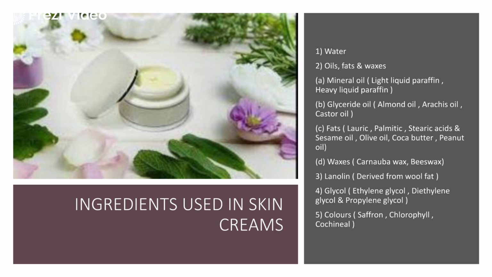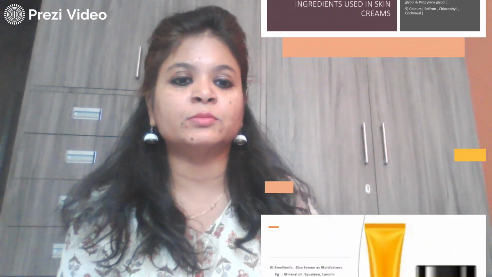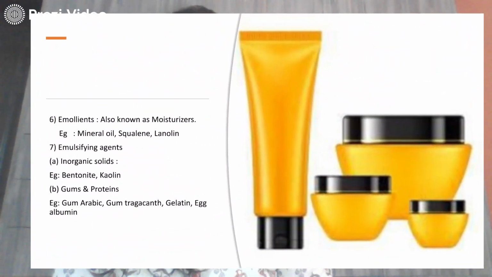For example, the saffron, chlorophyll, cochineal. So these are the basic common ingredients used in different kinds of creams. Next, other constituents used in the formulation of creams are emollients.